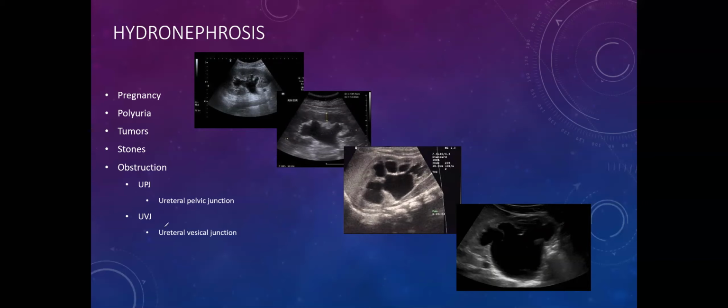The UVJ is ureterovesical junction obstruction. So that is an obstruction all the way down at the bladder. And obviously, if it's all the way down at the bladder and you have hydronephrosis, then you probably have hydroureter. In other words, the urine is all the way up the ureter and back into the kidney. So obviously, I have different degrees shown here of hydronephrosis.